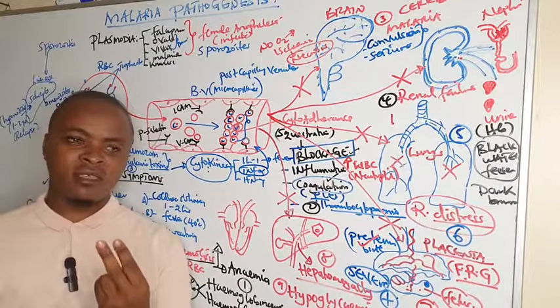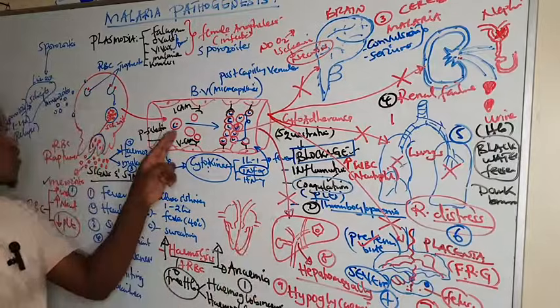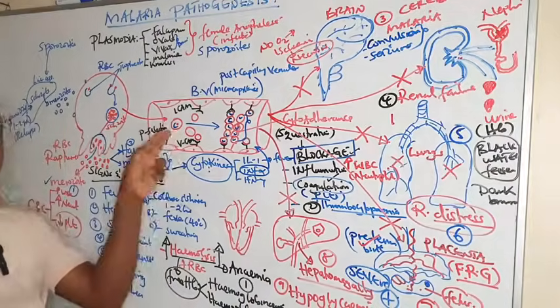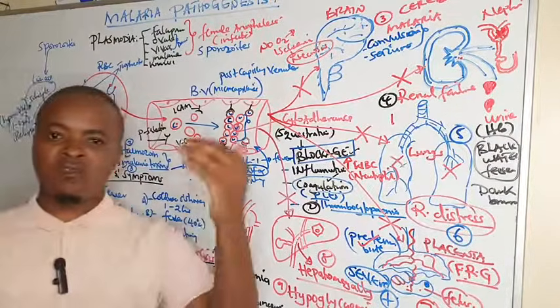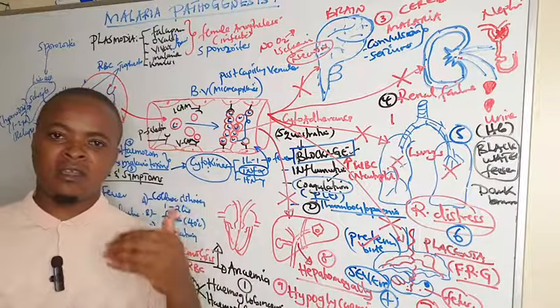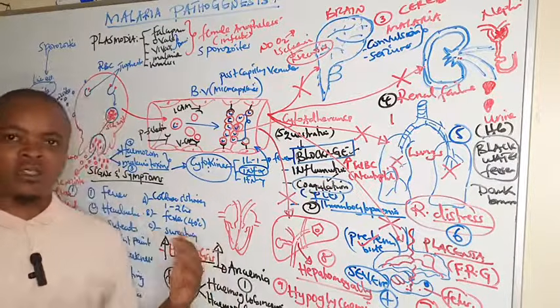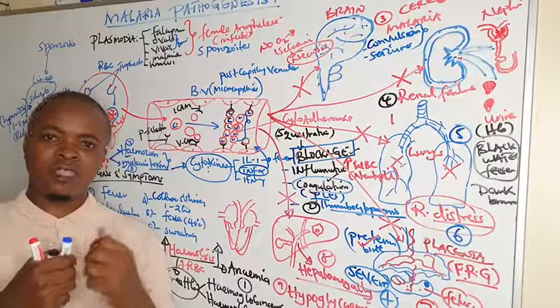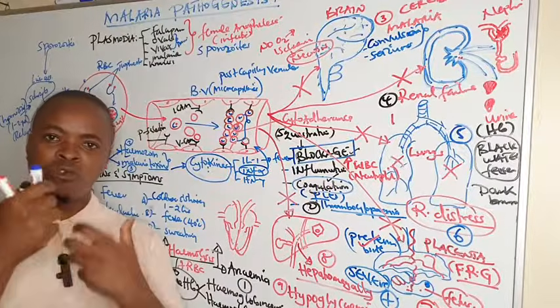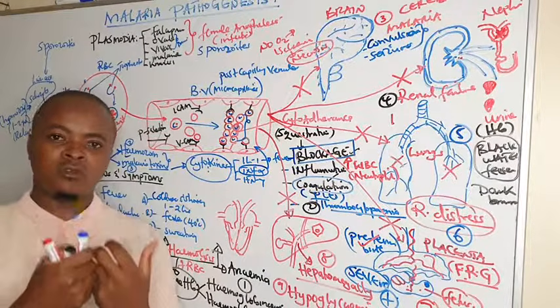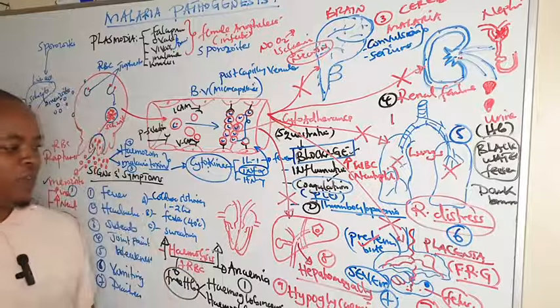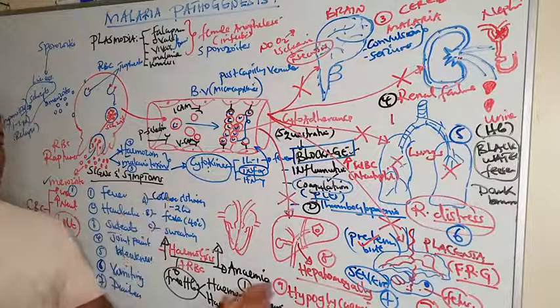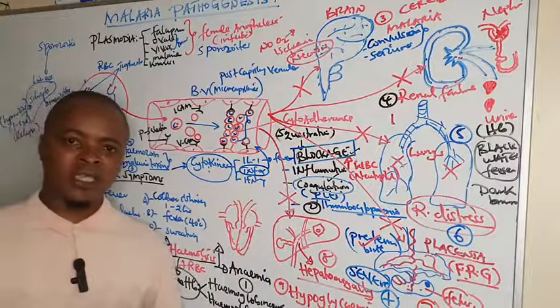And another thing, we see that these RBCs with malaria parasite tend to consume a lot of glucose so that they can get energy. So the parasites use our own glucose to multiply and survive. So that one can also result into hypoglycemia.